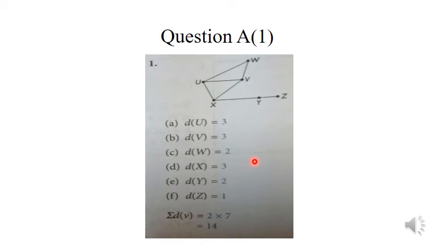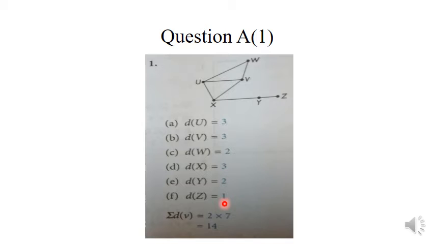Find the sum of degrees. How to find the sum of degrees? Yes, you total all these numbers, and then you write here the sum of degrees. 3 plus 3, 6. 6 plus 2, 8. 8 plus 3, 11. 11 plus 2, 13. 13 plus 1, 14. So the sum of degrees is 14. You can write your answer here, 14.